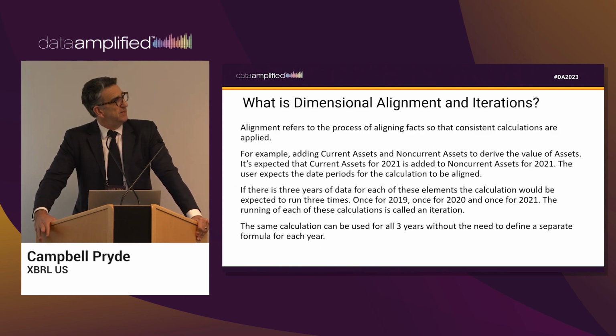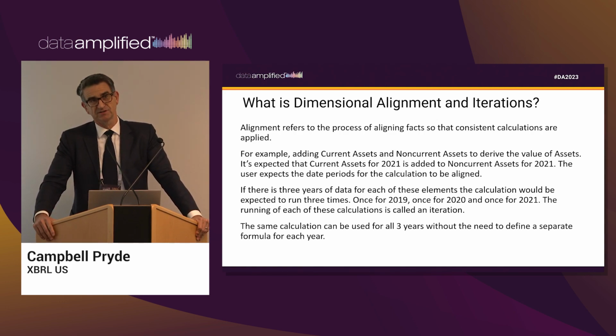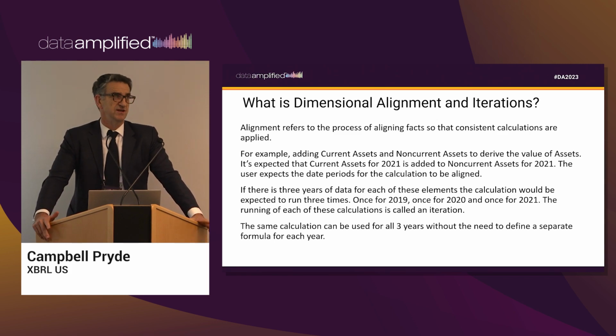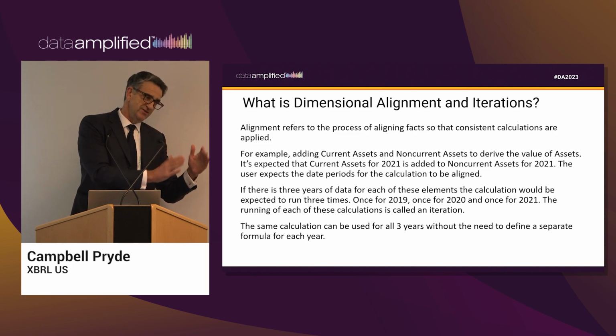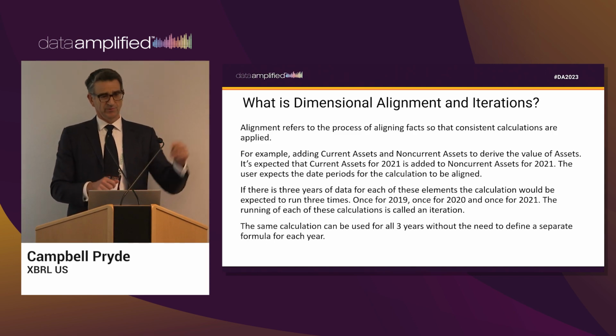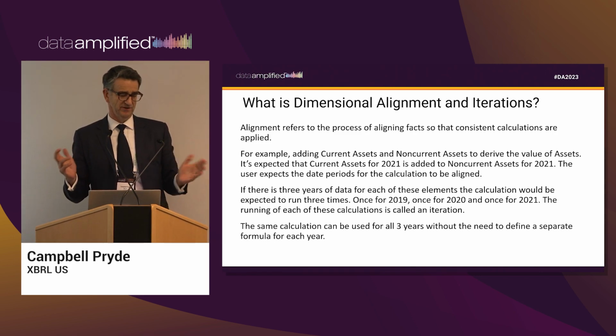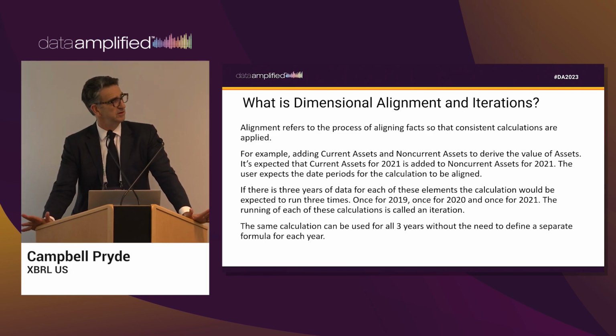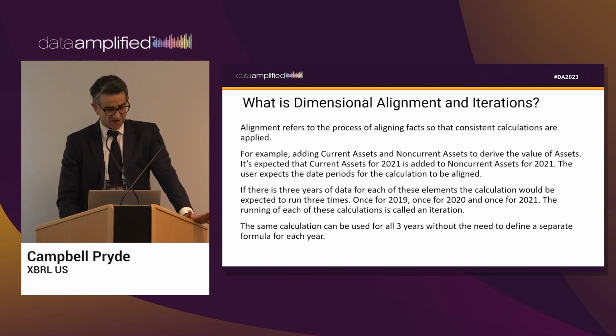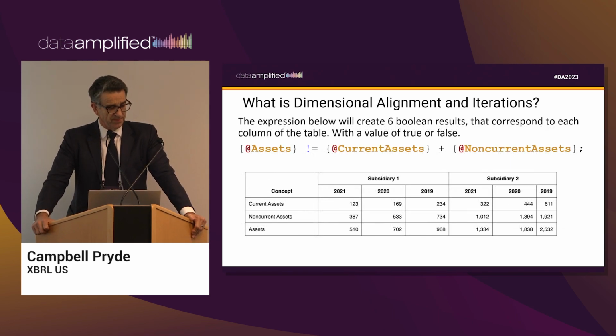So the next feature is dimensional alignment and iterations. This is kind of basic, but if you're going to add current assets and non-current assets together, you would expect that you'd add the ones for 2023, and you'd add the ones for 2024. You wouldn't add 2023 to 2024. That's the idea of dimensional alignment. And that's kind of a given whenever you run a formula in any kind of context. But it gives you control over how you can do that.